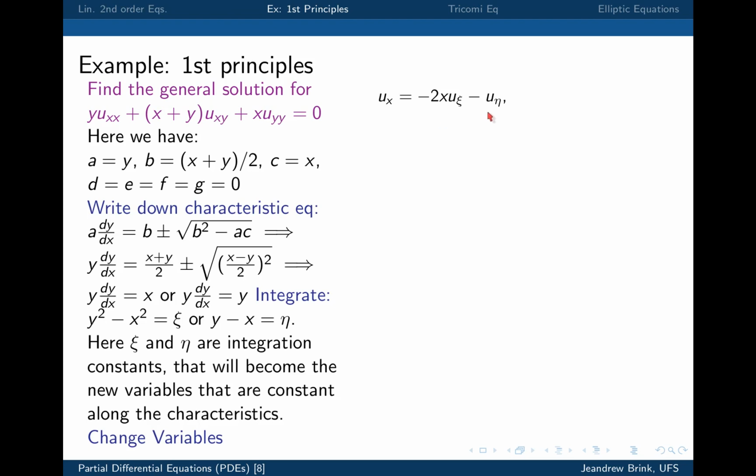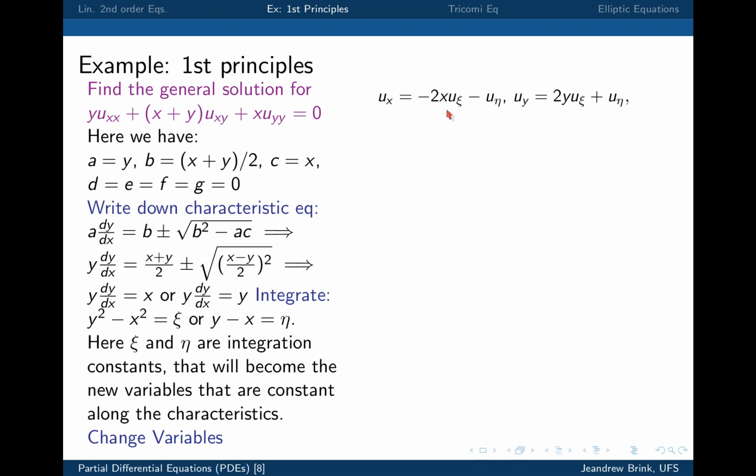Plus du d eta times d eta dx, which is why there's a minus over there. And you want the other derivative, du dy. So du dy is just du dx times dx dy, and dx dy is just from this expression 2y, and then plus du d eta times d eta dy, which is just 1. Okay, are you clear on where this comes from?